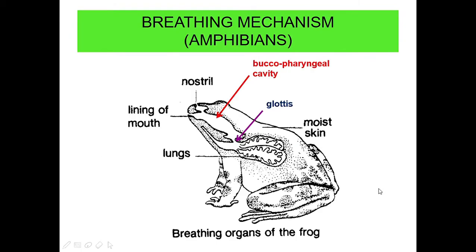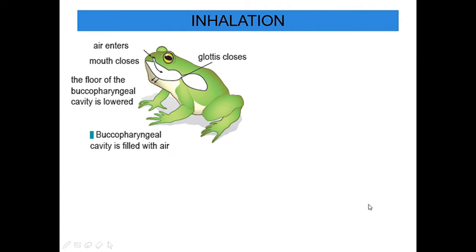Now we move on to breathing mechanisms in amphibians. We focus on the pulmonary respiration in amphibians, that is using lungs. The structures that are involved during breathing include the buccopharyngeal cavity and the glottis. The frog breathes through the nostrils. During inhalation, the mouth and the glottis are closed, as you can see in here. The floor of the buccopharyngeal cavity is lowered.